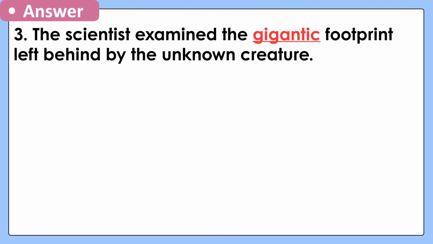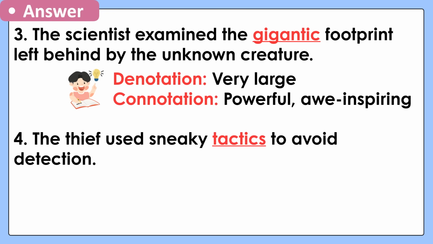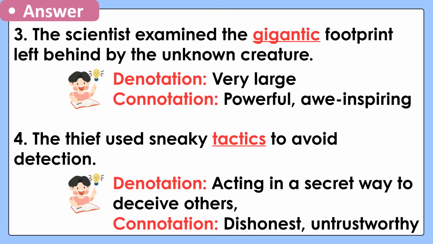Third, the scientists examined the gigantic footprint left behind by the unknown creature. The underlined word is gigantic. Denotation, very large. Connotation, powerful, awe-inspiring. Fourth, the thief used sneaky tactics to avoid detection. The underlined word is tactics. Denotation, acting in a secret way to deceive others. Connotation, dishonest, untrustworthy.